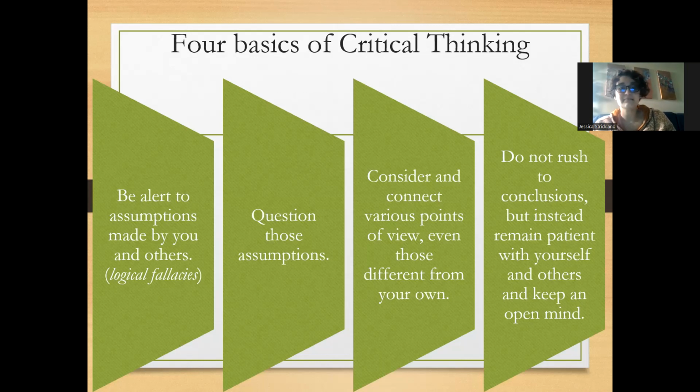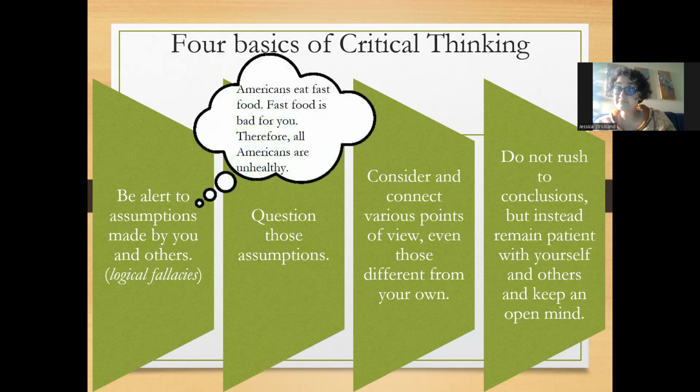So here is an assumption that I encountered a lot living overseas. People living overseas would think Americans eat fast food. Fast food is bad for you, therefore all Americans are unhealthy and fat. It absolutely blew their mind when they would meet me and find out I'm a vegetarian. That just did not fit into their assumptions about Americans. And so to just accept assumptions, to accept stereotypes as fact, denotes a lack of critical thinking.